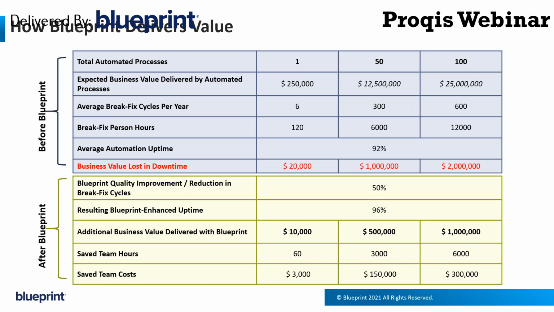If you have 50 bots that are breaking 6 times per year, not only are you spending 6,000 person hours fixing those bots instead of building new ones, but that downtime is costing you $1 million in business value that was supposed to be generated through those automations. Now, if you can build bots that break just half as much, that's $500,000 in business value that you're now getting that you couldn't before. Not to mention 3,000 team hours that can now go towards more strategic activities and $150,000 in saved team costs.